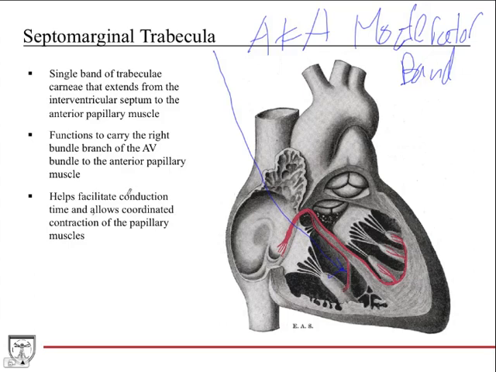What this band does is help facilitate the conduction time and allow coordinated contraction of all 3 of the papillary muscles in the right ventricle. It brings this direct line of the conduction system to this anterior papillary muscle, and by doing so, all these muscles can contract in a coordinated fashion.